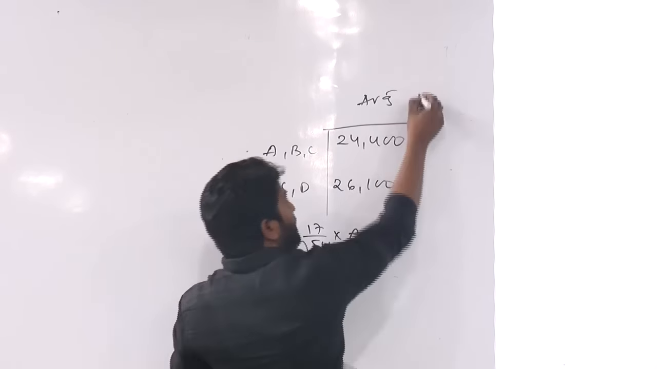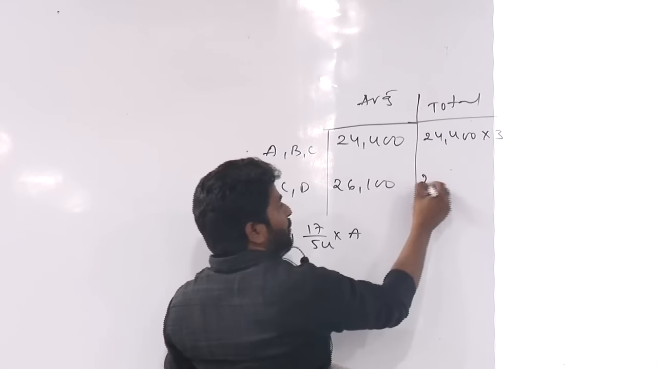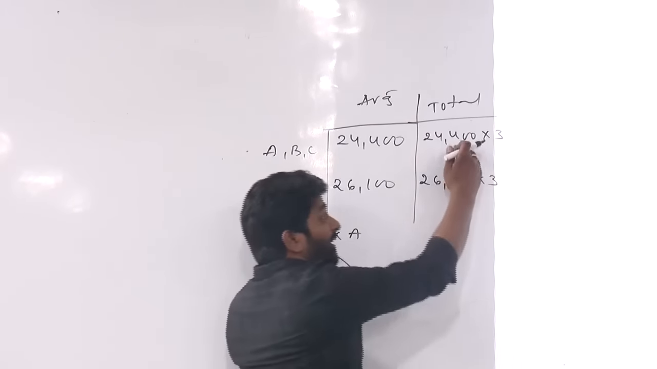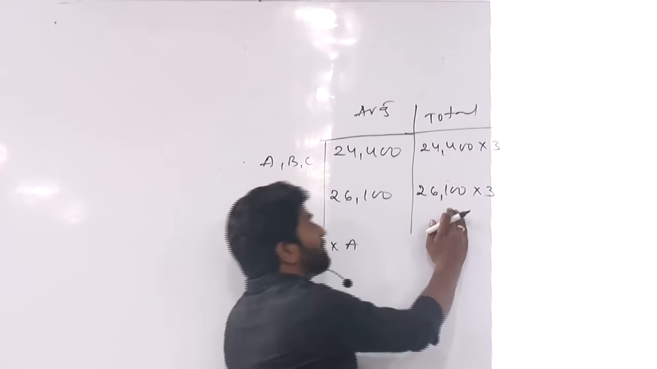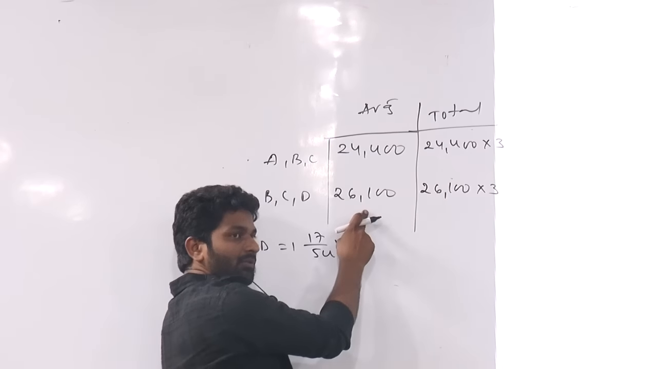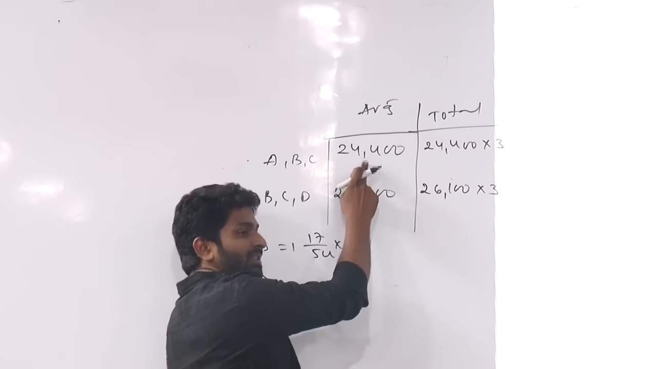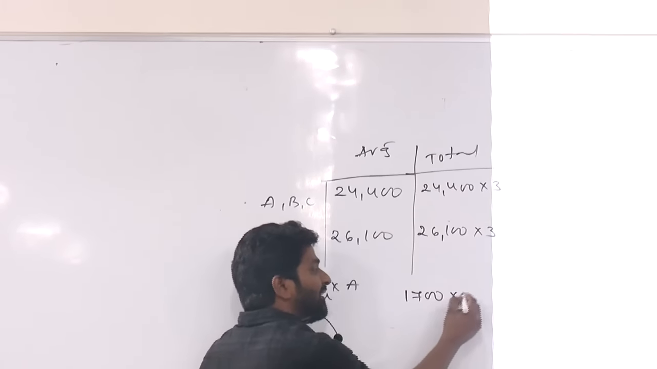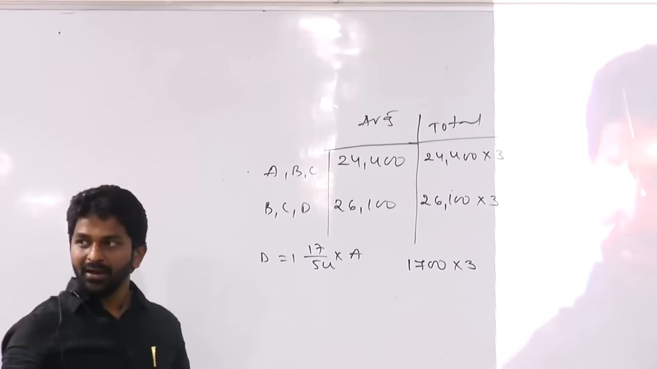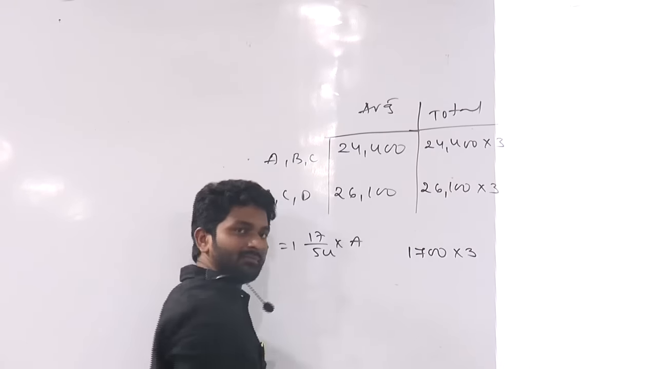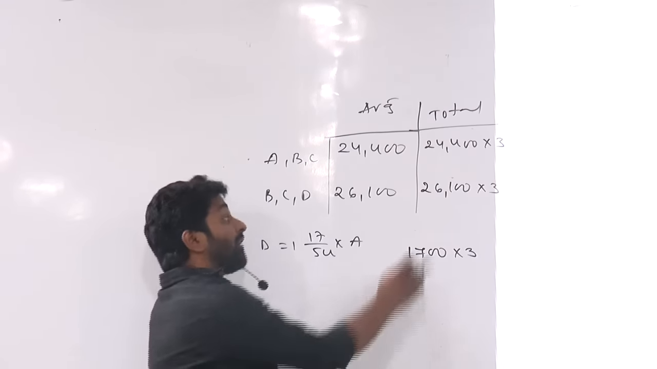What about total? 24,400 into 3. 26,100 into 3. What is difference between these two numbers? Average difference is, how much is difference here? 1700 more. This is 1700 more than this number. So difference of total will be 1700 3 times. Right? Why is this difference? Why are we having extra value here?